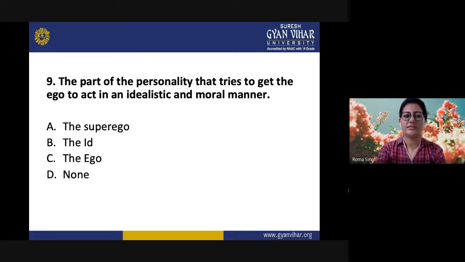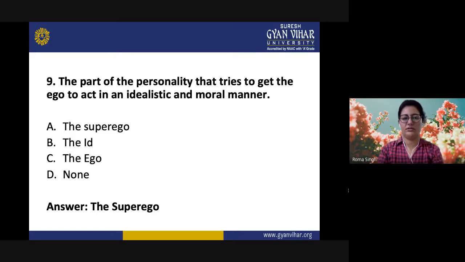Question number 9 is the part of the personality that tries to get the ego to act in an idealistic and moral manner. The options are the superego, the id, the ego, or none. And the correct answer is the superego, which leads us to do things in a moral manner. It is based on morality, so it is more idealistic in nature.